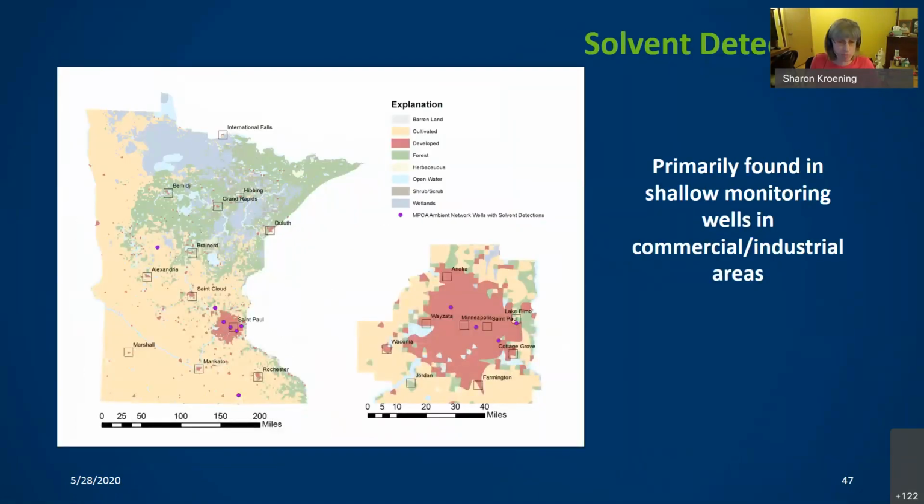This next map shows purple dots where we've detected trichloroethylene or tetrachloroethylene in the groundwater, and these are two solvents. Most of the wells where we've got detections of the solvents are shallow monitoring wells that intersect the water table, and they tend to be located in commercial or industrial areas. If they're in the older parts of St. Paul, it could be due to legacy spills of these chemicals, or some of these other detections could be possibly due to current use of these products.